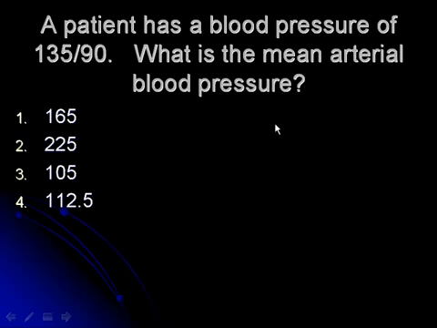So if I ask you a question like this, patient has a blood pressure of 135/90, what's their MAP? How do you calculate this? So you take 135 minus 90, which gives you 45, divided by 3, which is 15, plus diastolic, which is 90. So what's it come out to? 105.